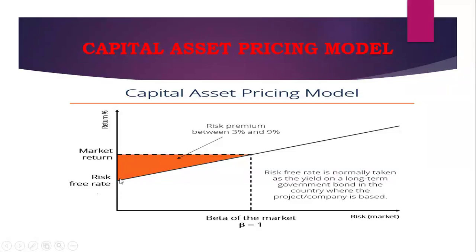So this is the market return. See, the orange spot is the risk premium. If you take the risk-free rate as 3% and the market rate as 9%, the risk premium is between this 3% and 9%. That is called the risk premium. See, the beta is the risk relative to the market. How much risk there is according to the market is known as the beta, the sensitivity to the market. This is what exactly the capital asset pricing model describes.